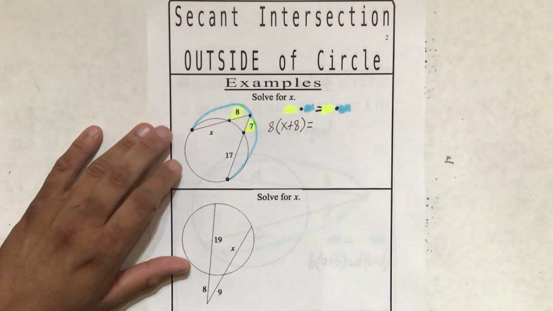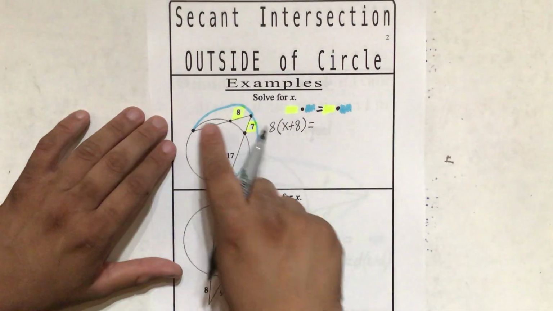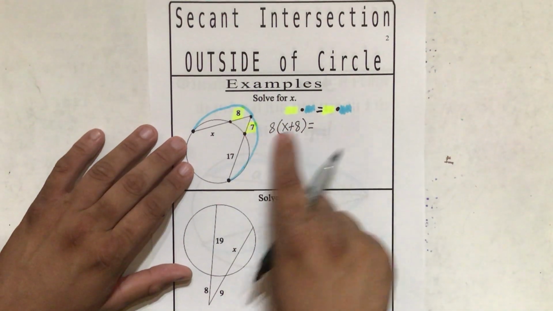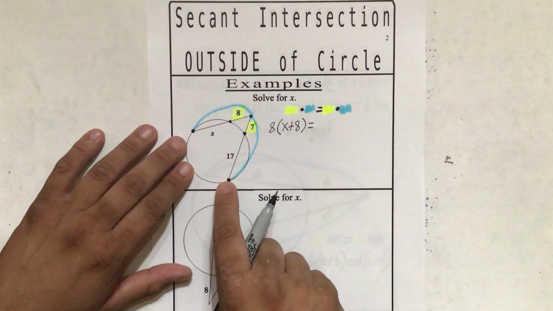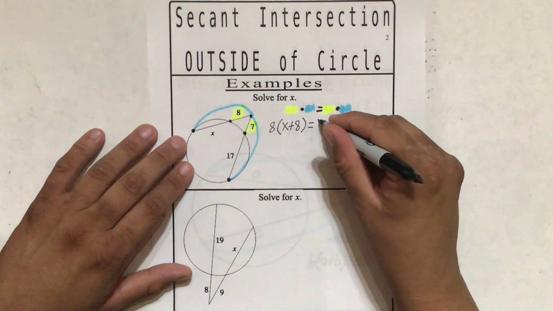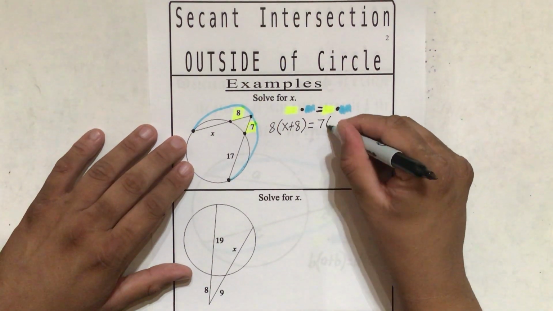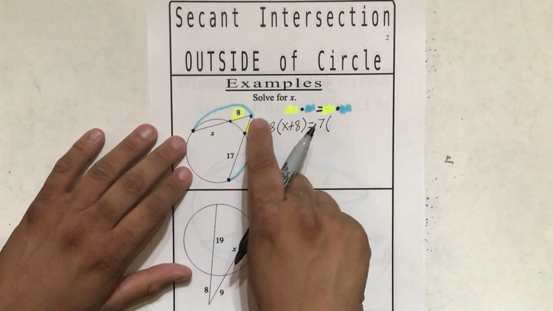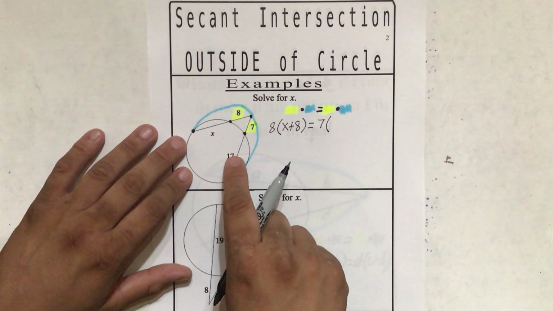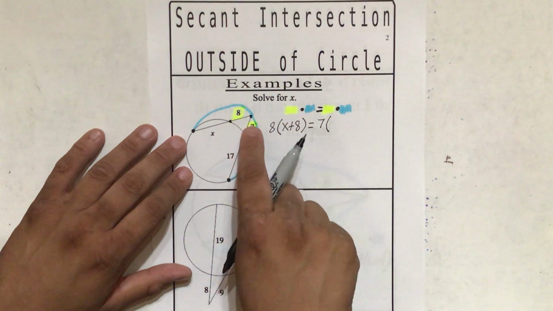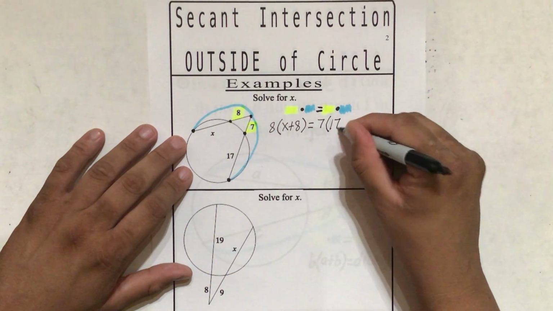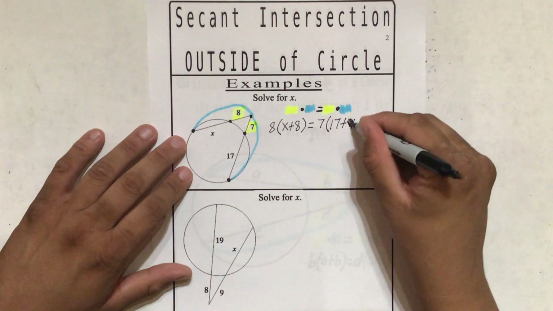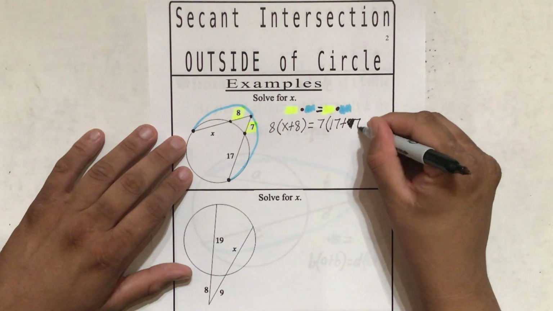Is equal to, okay, we took care of the top one. Now the bottom one. What's the yellow on this bottom one here? 7. Times, parentheses, blue, the whole thing. What two numbers are the whole thing? 17 and 7. So 17 plus 7.